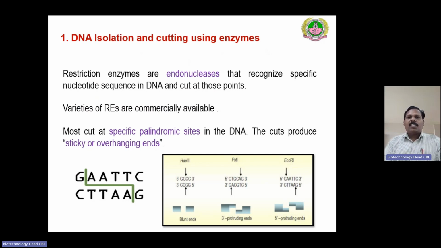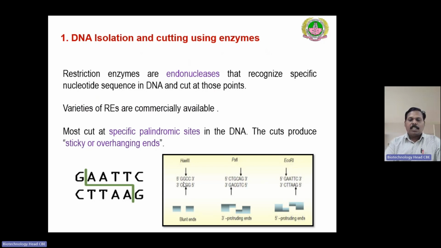So how do we proceed further? We will be using an enzyme called restriction enzyme, which is an endonuclease that recognizes specific sequences in the DNA and cuts at those specific points. We have a variety of restriction endonucleases commercially available, more than 3,000 on the market, with differing recognition sequences. Most of them cut at specific palindromic sites in the DNA, and they generate fragments which may be blunt-ended, or sticky, overhanging fragments.